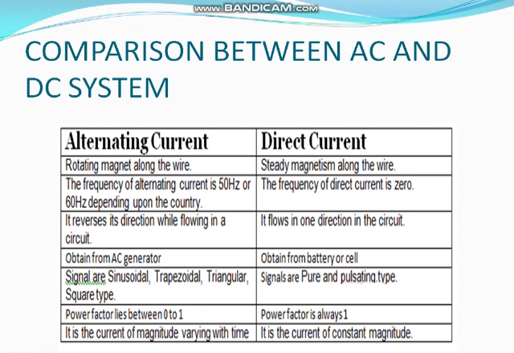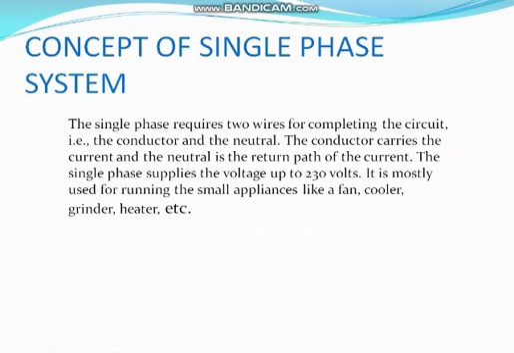Now, the concept of single phase system. The single phase requires two wires for completing the circuit, that is the phase and the neutral. The conductor carries the current and the neutral is the return path of the current. The single phase supplies the voltage up to 230 volt. It is mostly used for running small appliances like a fan, a cooler, grinder, heater, etc.